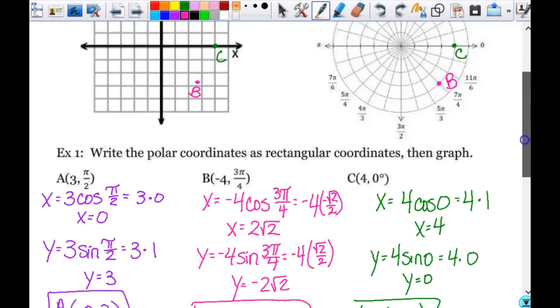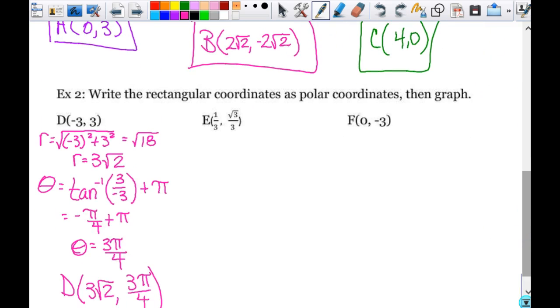Okay. All right. For E, R is equal to the square root of 1/3 squared plus the square root of 3 over 3 squared. What's 1/3 squared? 1/9. What is the square root of 3 over 3 squared? What do you get in the numerator? What's the square root of 3 squared? 3. Okay, but hang on, because y'all are jumping ahead of me, because yes, it is 1/3.